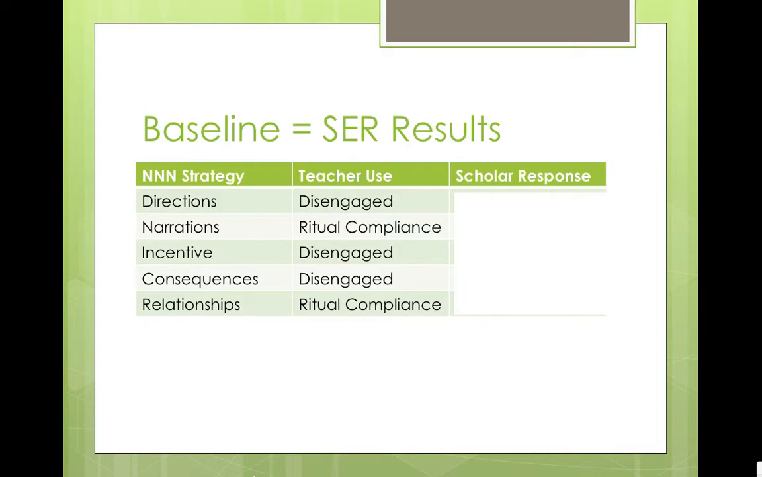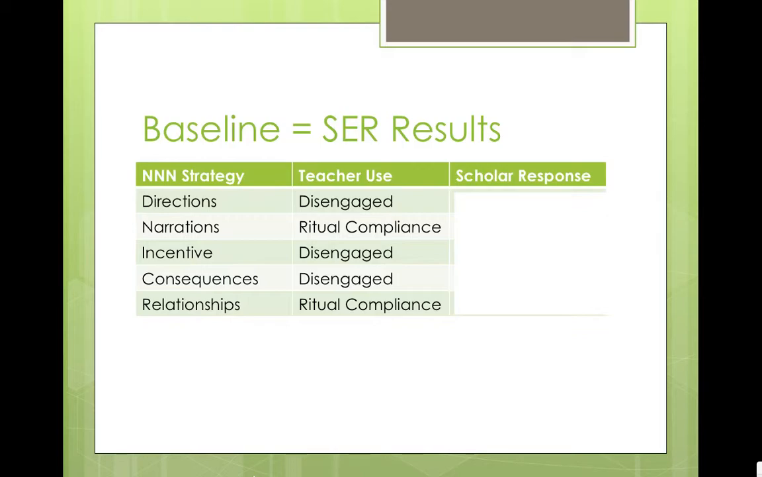Looking at the rubric, we see that the teacher is at disengaged for directions. The teacher is not using precise directions. Some parts are there, but they are hidden in a lot of words. For narrations, we see ritual compliance. The teacher narrates frequently. However, we cannot get higher than ritual compliance because the narrations are not used strategically to get scholars back on track and to encourage other scholars to do the same work. The narrations are being done just to be done.